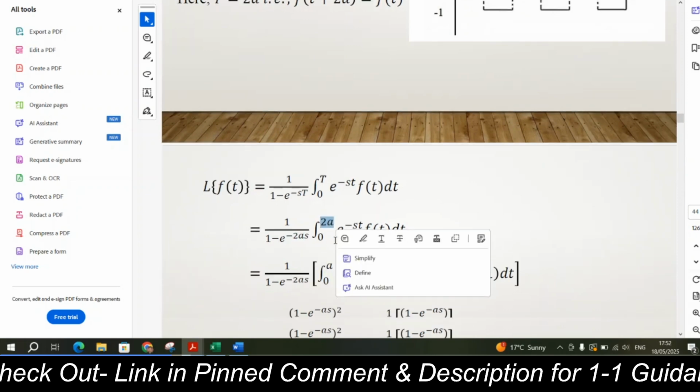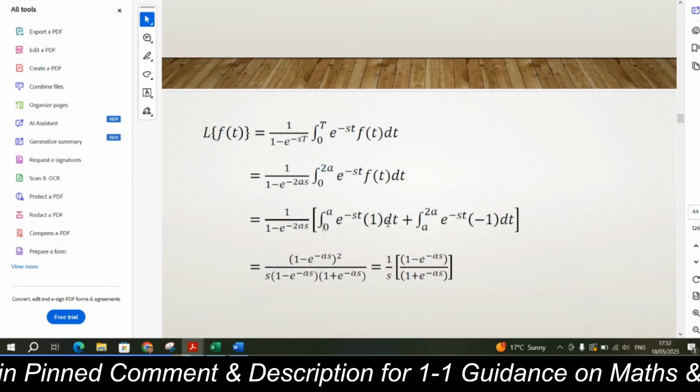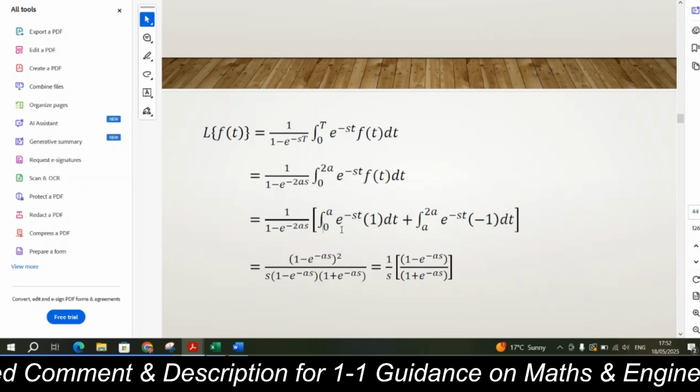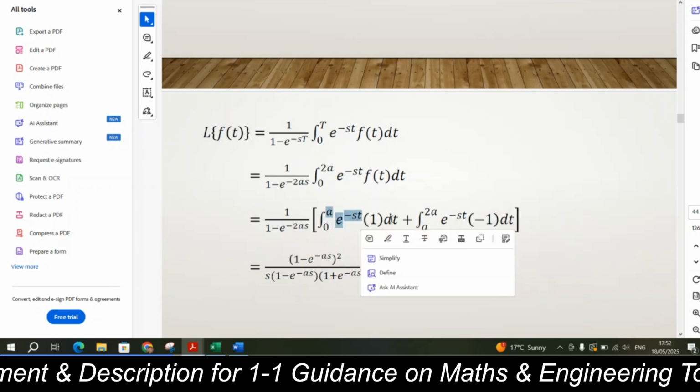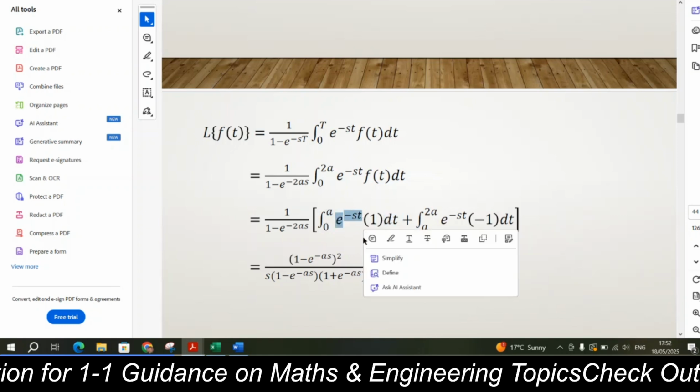Over here, t is substituted by 2a. You have 2a as your time period in the upper integral. You split the integrals, as I mentioned. You substitute the value of f of t, 1 and minus 1. And now this integral is simple, e raised to minus st dt.